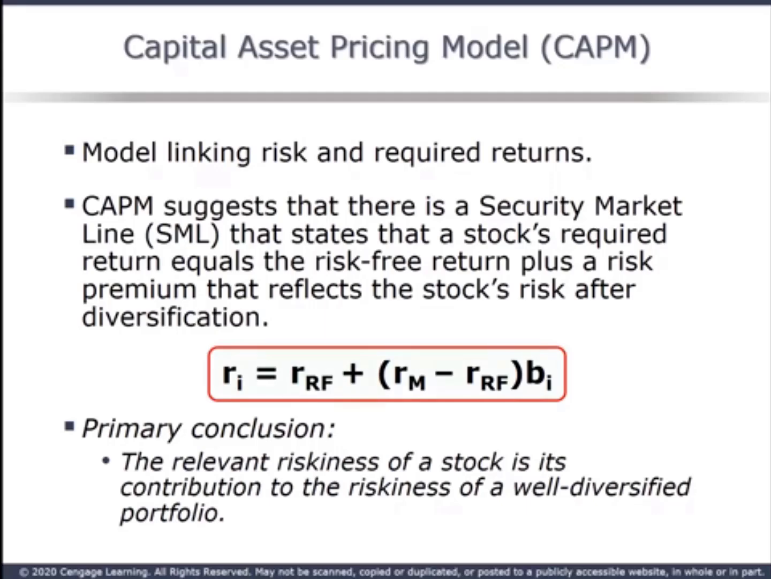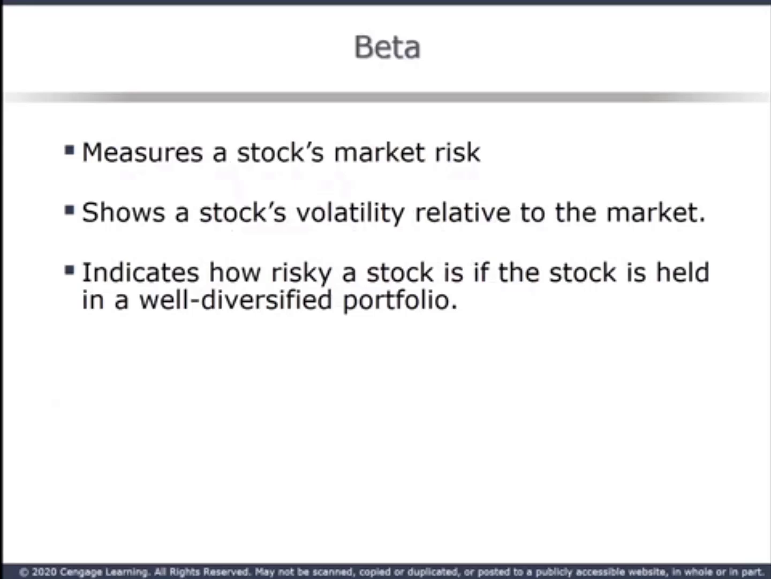CAPM defines a security market line, a linear equation shown on the slide that states that a stock's required return equals the risk-free rate plus a risk premium that reflects the stock's risk after diversification. Conclusion: the relevant riskiness of a stock is its contribution to the riskiness of a well-diversified portfolio. Beta reflects the volatility of a stock's returns versus the volatility of the market. Beta indicates the contribution of an asset to a well-diversified portfolio.